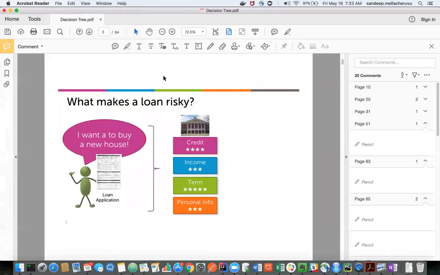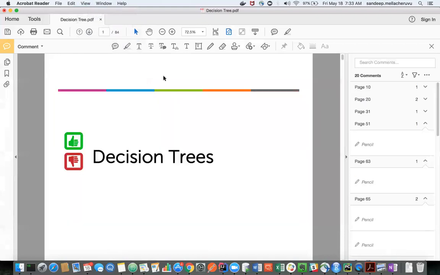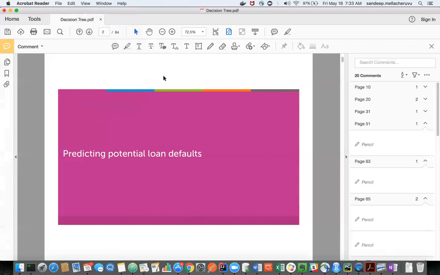Okay. Let's try to understand decision trees from this PPT. Now the problem is this one, predicting loan defaults. So many people will go to the bank and take a loan, but only few people will repay the loan, and the remaining people will default, which means they will not repay the loan at all.